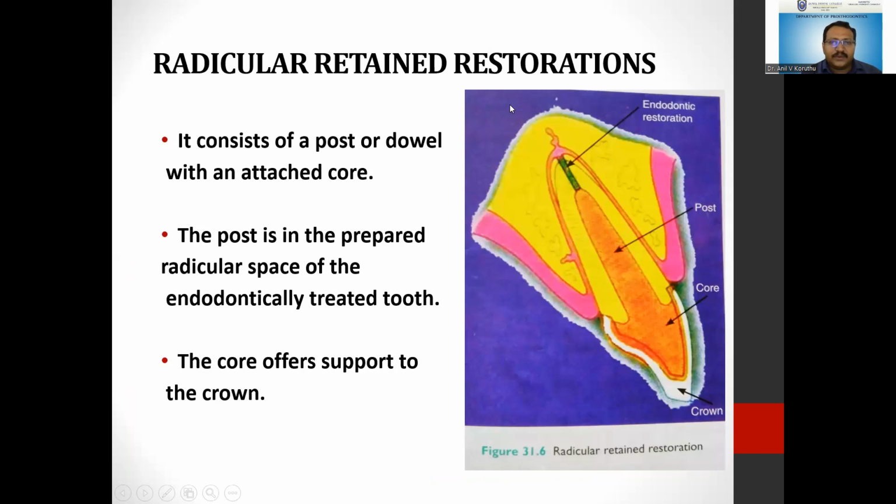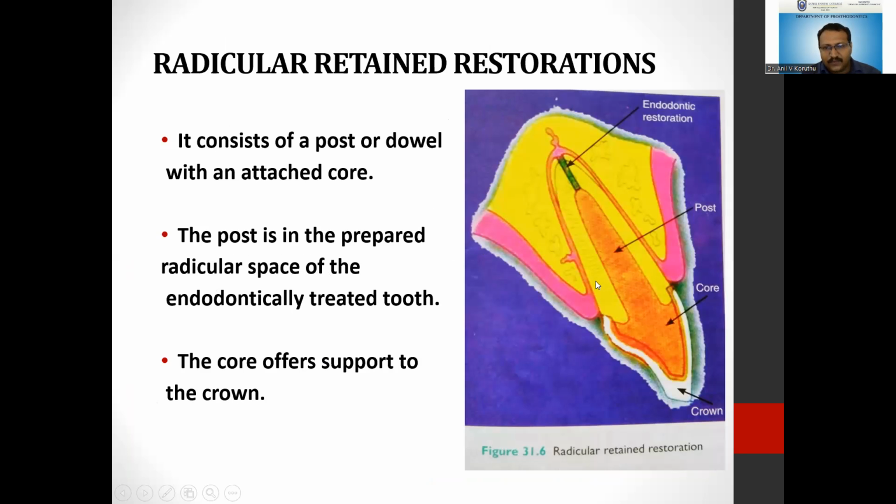Then radicular retained restorations, or else you can call it the post and core system. It consists of a post or a dowel which is attached to the core. The post is placed in a prepared radicular space in an endodontically treated tooth. The core offers the support for the crown.